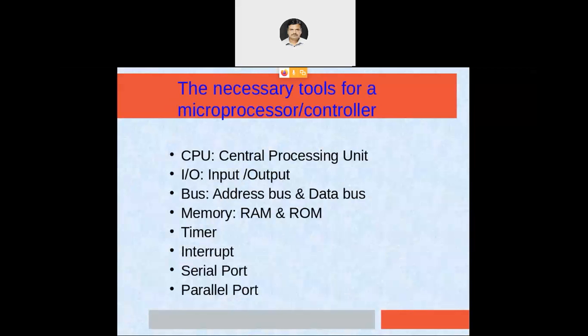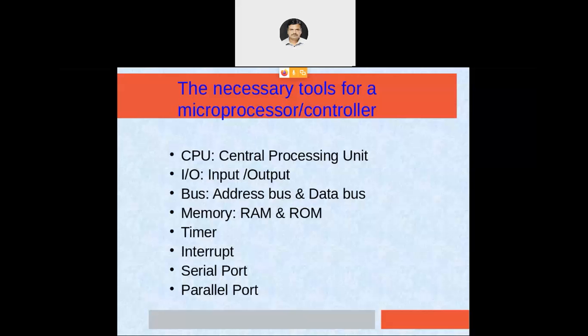So if you consider the necessary tools for a microprocessor or controller, what are they? A very important thing is the central processing unit. Then IOs, input and output. There may be keyboards or a mouse as the input devices. On the contrary, displays and printers are the output devices in short.